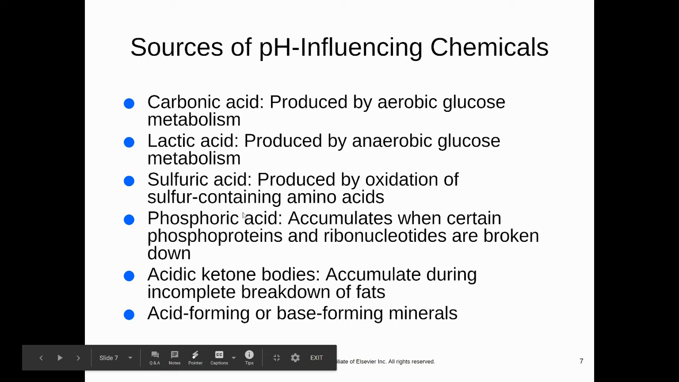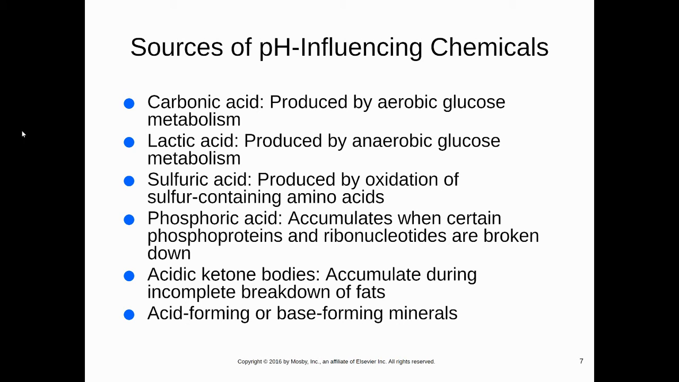Sulfuric acid. Whenever you add oxygen and a water molecule to a sulfur in your amino acids, you're going to get a sulfuric acid. And that's a very strong acid, so it can easily lower your pH. Phosphoric acid. This is when you have phosphoproteins, proteins that have amino acids with phosphate groups on them, or you have your ribonucleotides.